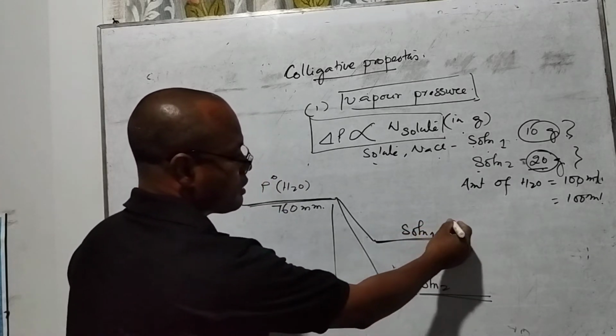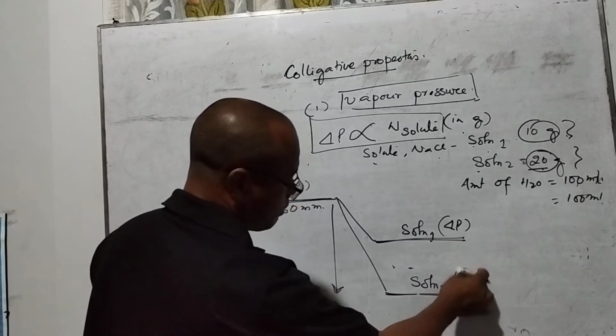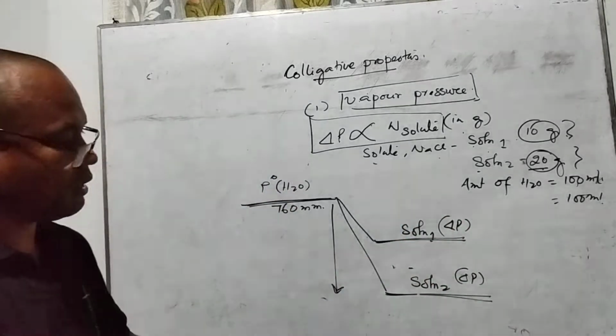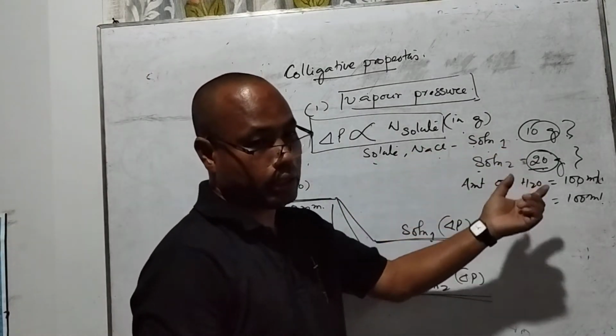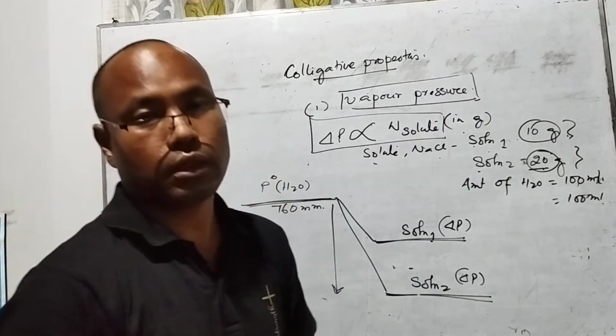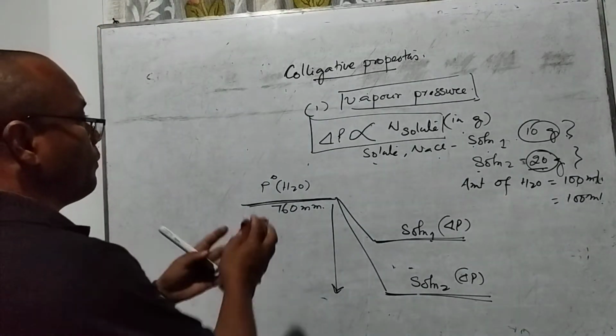This is the lowering of the vapor pressure, this is also lowering of the vapor pressure, but which one is more lowering? That should be the solution 2, because the amount of the solute we added here is more than the amount of the solute we added in the solution 1. Right.